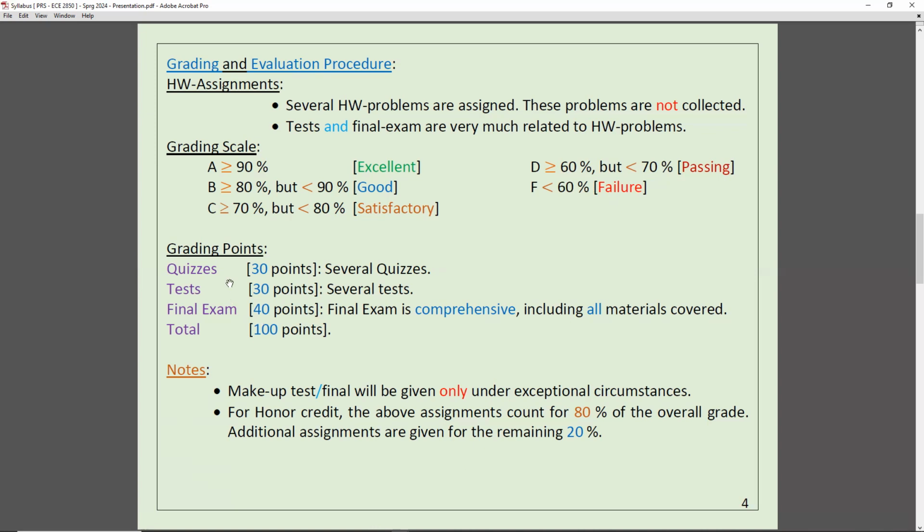We have quizzes, tests, and a final exam. There will be several quizzes in this course, making up 30% or 30 points. There will also be several tests, making up 30 points. The final exam will be 40%, and it will be comprehensive. Makeup tests or quizzes will only be allowed in very exceptional cases.